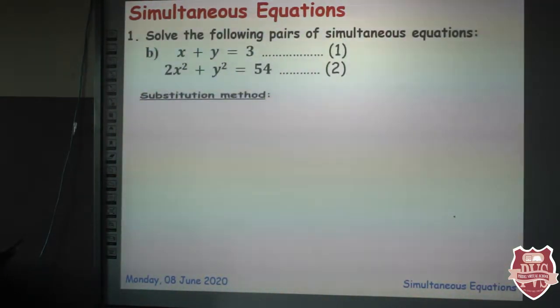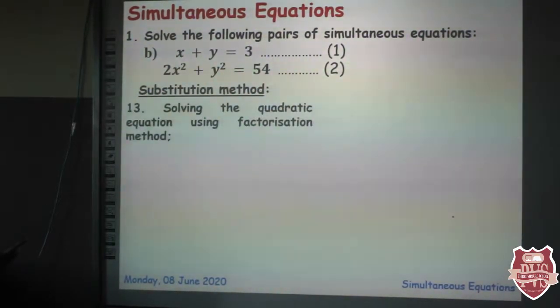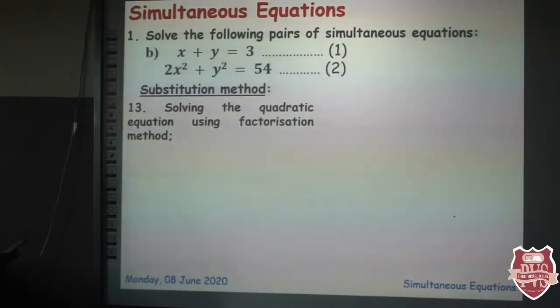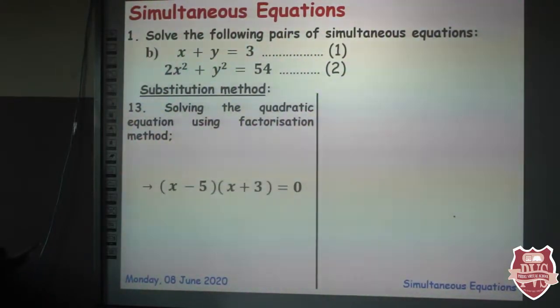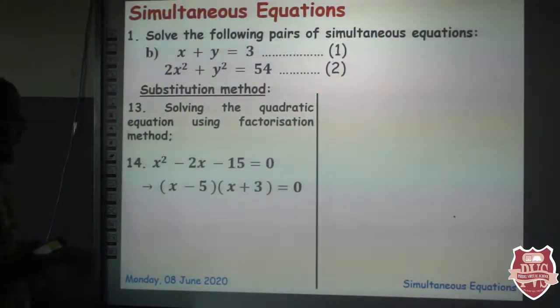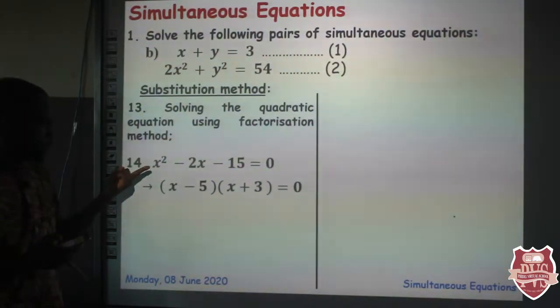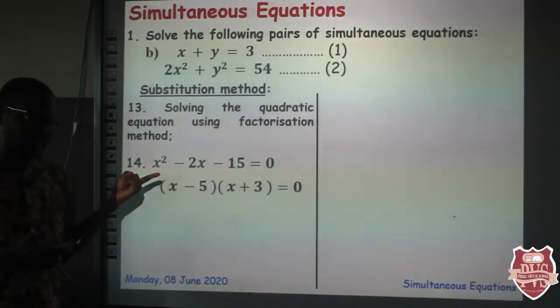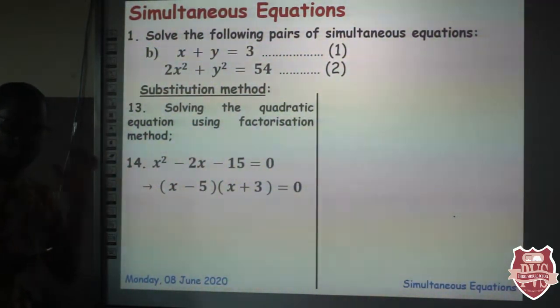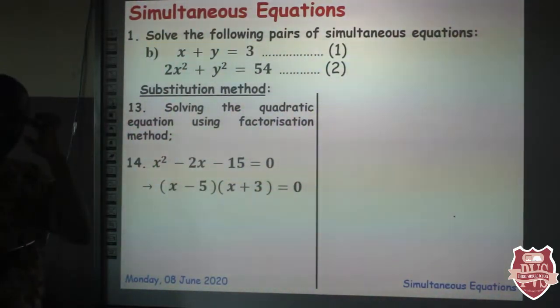So next slide, continuing from where we left off. We solve the quadratic equation using the factorization method. It's important for you to check that you can actually factorize the given quadratic equation. This is the equation we had earlier on.